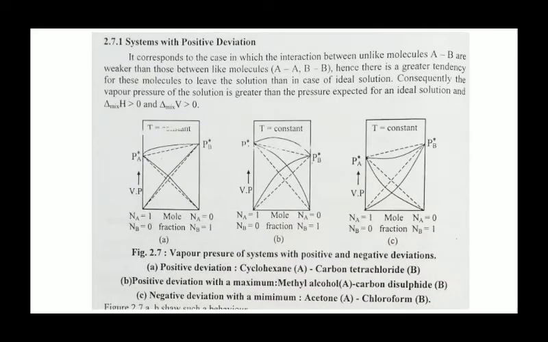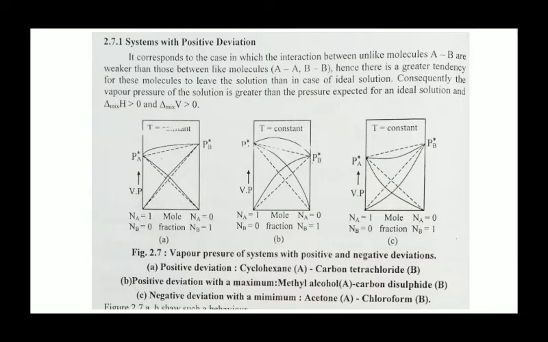There are two types in this case. Type first: in this case, the total vapor pressure as well as the partial pressure exhibit positive deviation from Raoult's law, but the total pressure is all the time intermediate between the vapor pressures of the two pure components, as shown in figure A.